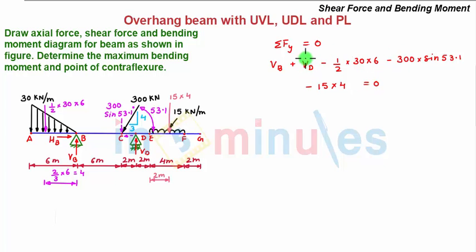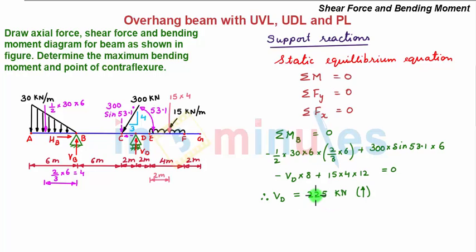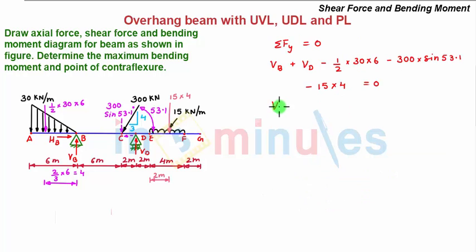Now upon substituting the value of Vd from this equation as 225 kN, we have Vb plus 225 minus 90 minus 239.9 minus 60 equal to 0. So we get the value of Vb as plus 165 kN. Since Vb comes out to be positive, a support reaction at point B is also upward.